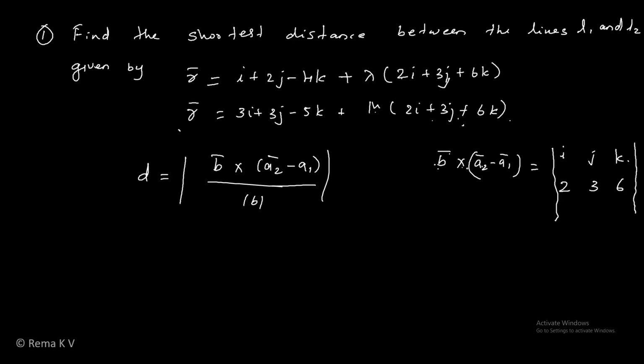Then b cross a2 minus a1 we have to find. This is a1 and a2. You have to write the scalar components of a2 minus a1. So it is 3 minus 1, which is 2, 3 minus 2, which is 1, minus 5 minus 4, which is equal to minus 1. So find out the value of this determinant.